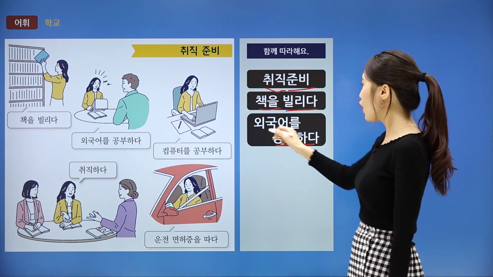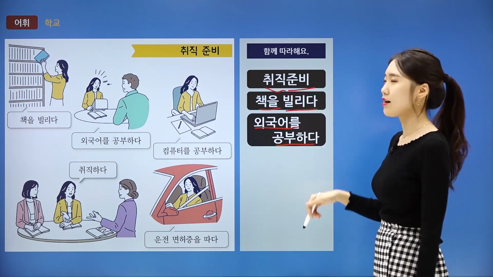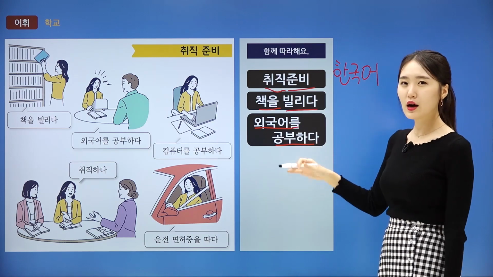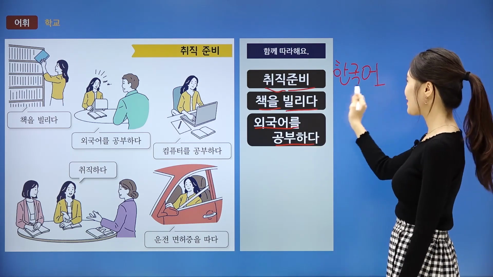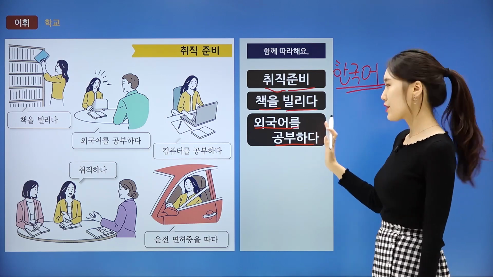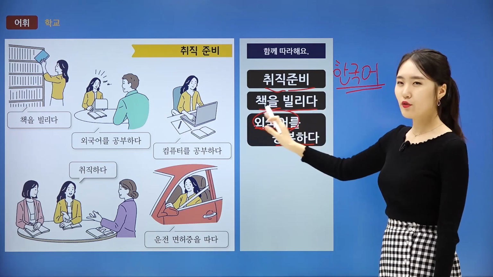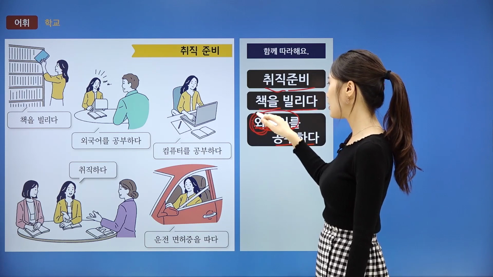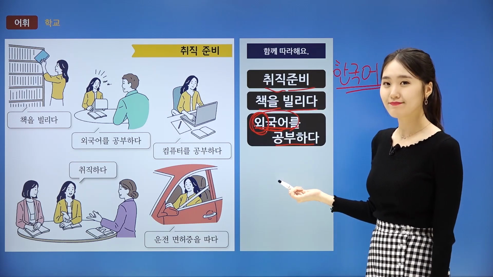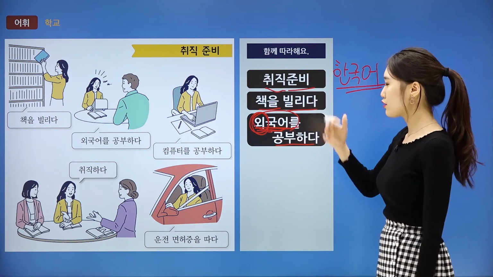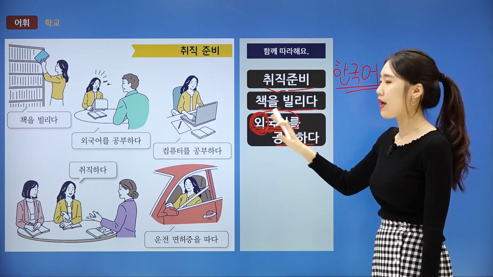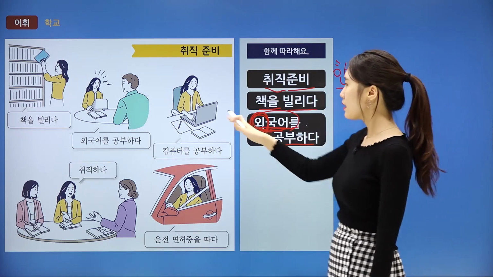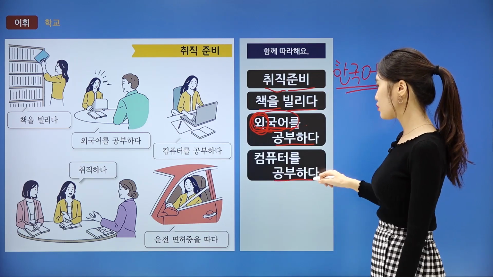Okay, what does she study? 외국어를 공부하다. Okay, we know 한국어, right? 한국어를 공부하다, you guys are studying Korean. But then, 외국어 is foreign language. So, 국어 is a language. And 외국어 is other foreign language. Not your mother tongue language. Other than your mother tongue language, first language, it's all 외국어, foreign language. 외국어를 공부하다.